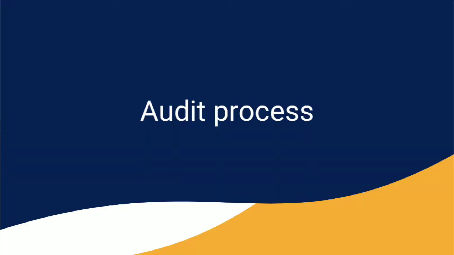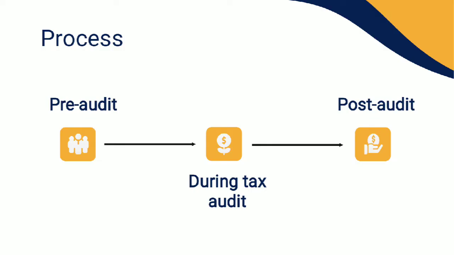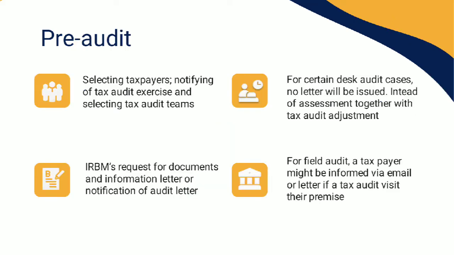The audit process can be explained in 3 stages, which are the pre-audit stage, during tax audit stage, and post-audit stage. For the pre-audit stage, activities involved are selecting taxpayers, whereby taxpayers will be notified of the tax audit exercise, and selecting taxpayer teams. A tax audit regularly commences with the Inland Revenue Board of Malaysia's request for documents and information letter or notification of audit letter. For certain tax audit cases, no letter will be issued. Instead, a notice of assessment together with tax audit adjustment. Meanwhile, for field audit, a taxpayer might be informed via email or a letter if a tax auditor will visit their premises.